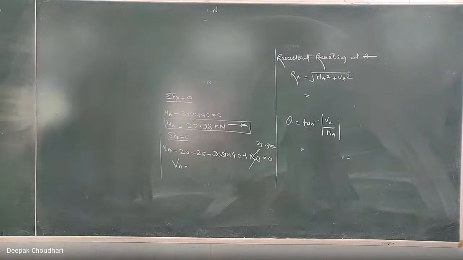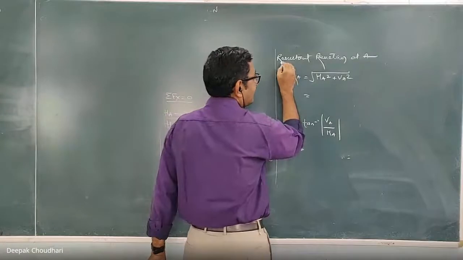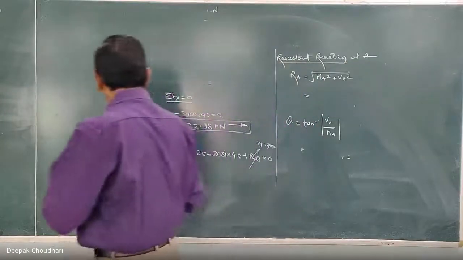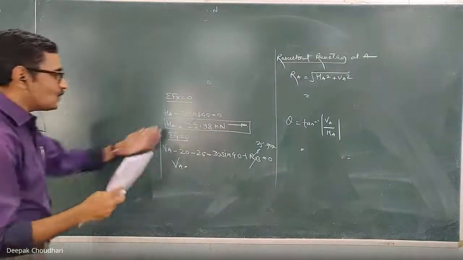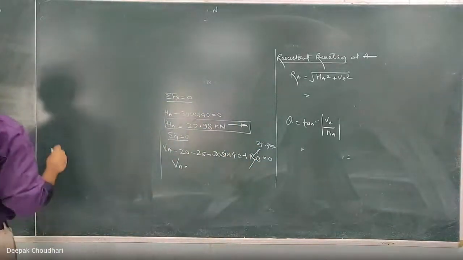Then calculate this resultant reaction and this angle. Always calculate the resultant reaction and its direction at the hinge support. At the hinge support you first get the components, and with the help of these two components you have to calculate the resultant reaction and its angle. That is for homework. Let's start the next sum.